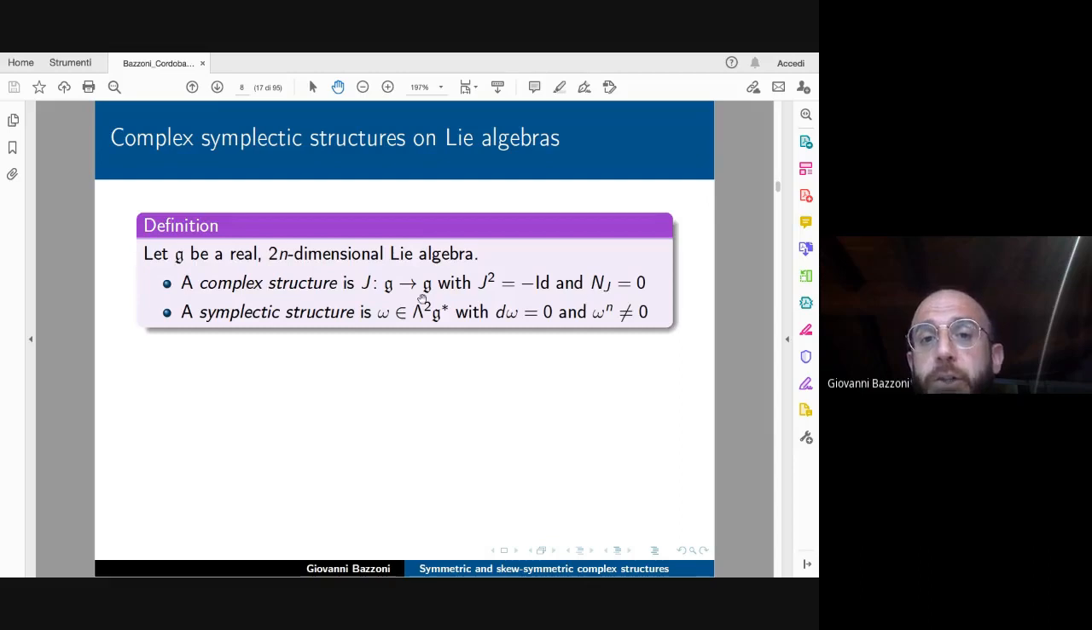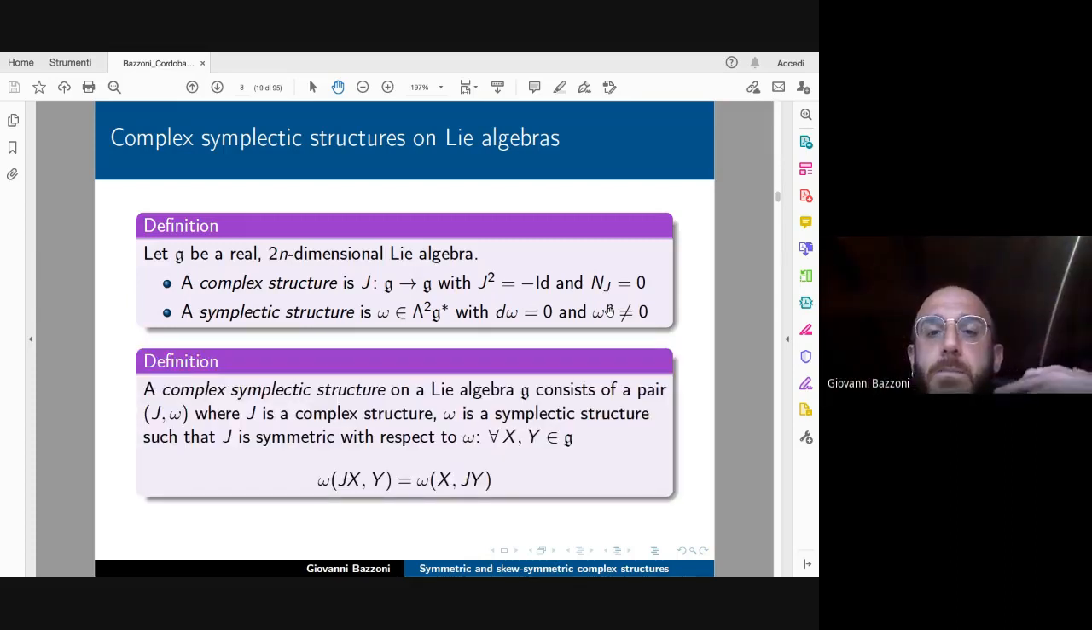A symplectic structure on g is a 2-cocycle, so an element omega of the second exterior power of g star, which is closed, d omega equals 0. Here d stands for the Chevalley-Eilenberg differential. And if n is half of the dimension of the Lie algebra, then omega wedged with itself n times is non-zero.